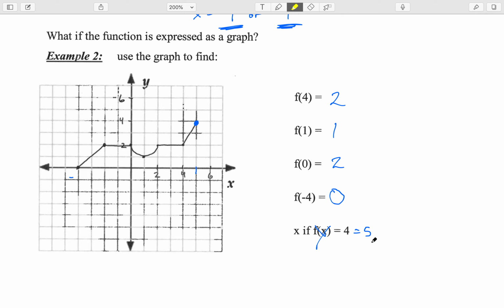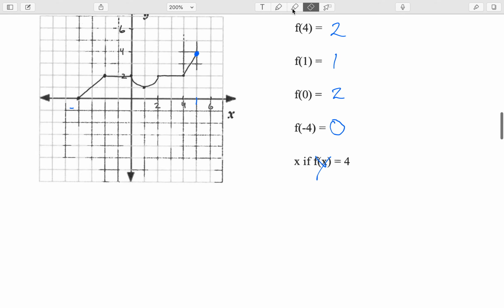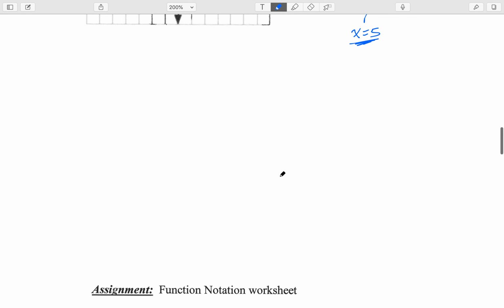But what's equal to 5? Oh, wrong one. What's equal to 5? Is it the y value? No, they're telling you the y value is equal to 4. It says find x. So in other words, x equals 5. That's my answer.